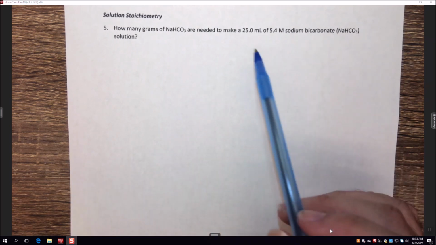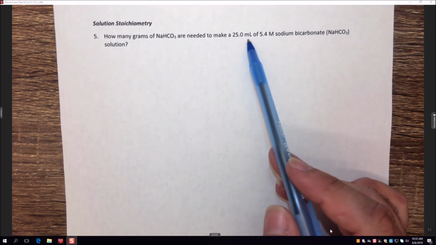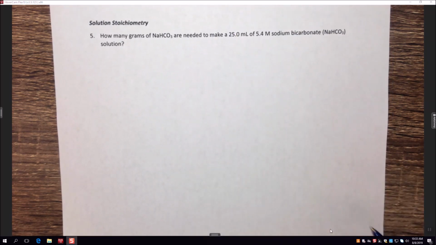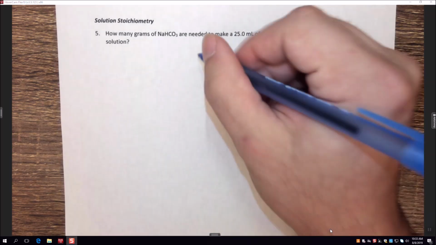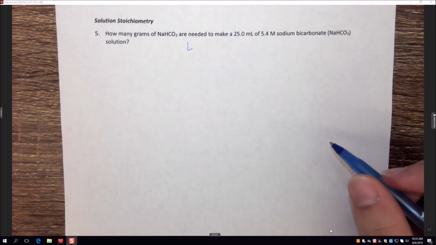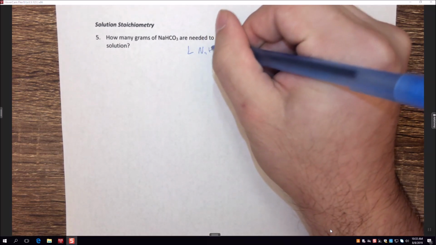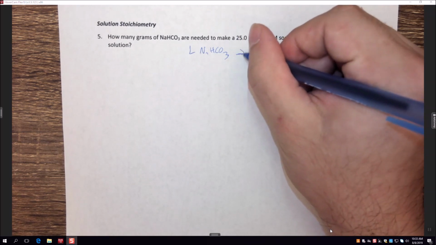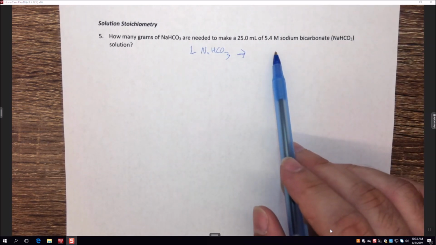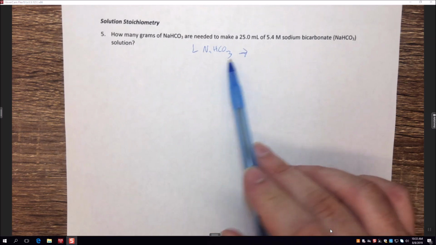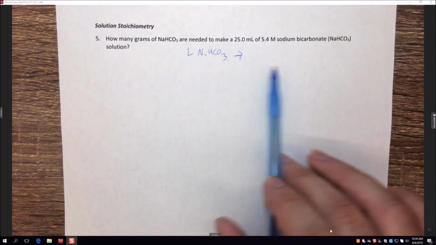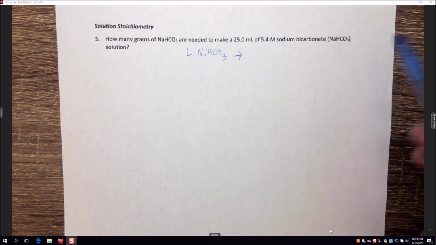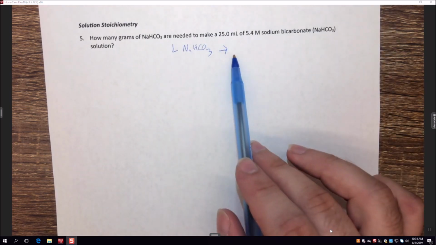So again, like Colin said before, we can never use milliliters when we're doing the solution stoichiometry because molarity relates liters. So we're going to start by dividing that by 1,000 to make it liters. We're going to start with liters of sodium bicarbonate, NaHCO3, and convert that to moles of sodium bicarbonate. When we have liters, the only thing we can really convert it to is moles. We can't convert it directly to grams because we can't relate grams to liters without a density, which we don't have in this case. So we're going to go from liters to moles.